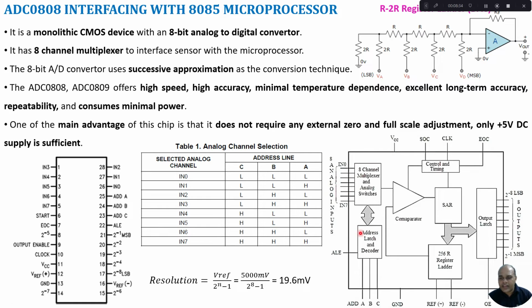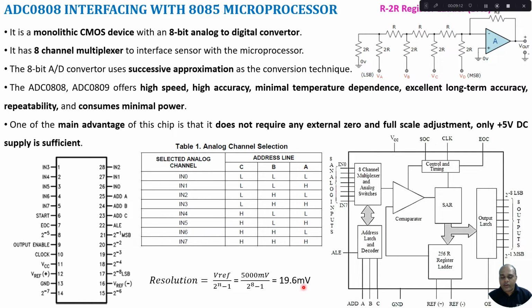If I want to see the resolution of this ADC, the resolution is given by the reference voltage divided by 2 power n minus 1, where n represents the number of bits of the A to D converter. Here this is an 8-bit A to D converter. If I take a reference voltage of 5 volt, represented as 5000 millivolt, 2 power 8 minus 1 means 256 minus 1, which is 255. So 5000 millivolt divided by 255 comes to about 19.6 millivolt. This is the minimum voltage which can be resolved by your A to D converter.